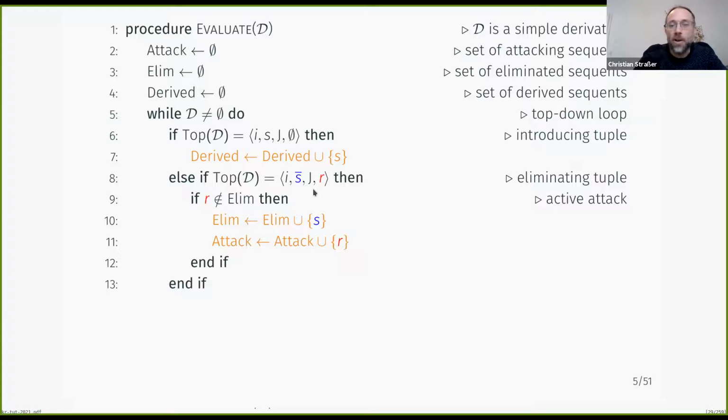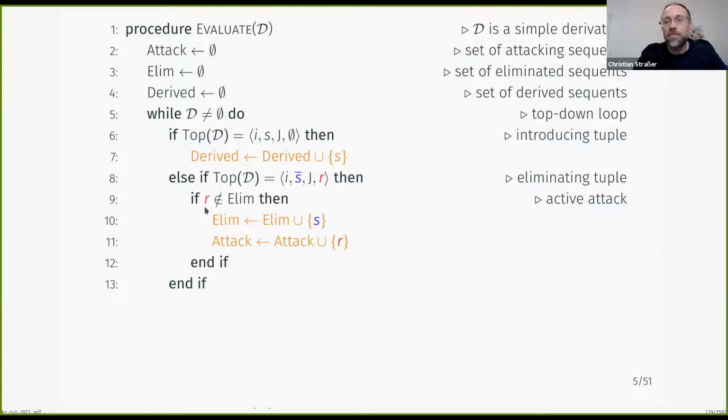It's more interesting in the case where it is an eliminating tuple. Now the algorithm has to decide whether the sequence which is attacked here, our S, should be counted as eliminated or not. And this question is simply decided by looking at whether the attacking sequence R is itself already eliminated at this point of the procedure or not. If it isn't eliminated, the idea is that we add the attacked sequence to the set of eliminated sequences. Why? Because the attacker is still active. It is not eliminated at this point of the proof. Hopefully also not later, otherwise we have a problem, but I will come to that. And the attacking sequence is moved to the set of attacking sequences. If the attacking sequence is eliminated, the idea is do nothing.